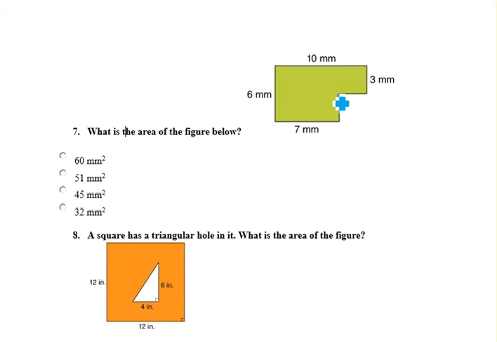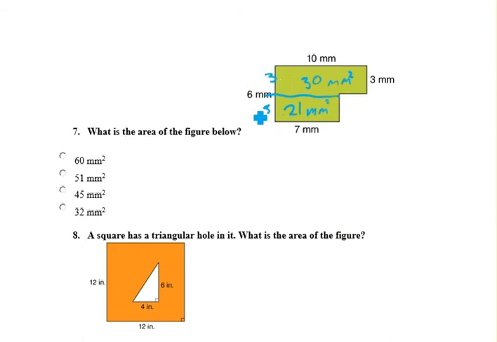I'm gonna draw. So now I have two rectangles. I have a rectangle that is 10 by 3, so this part is 30 millimeters squared, and this is 3. One that's 7 by 3, so 21 millimeters squared, because this is 3 and 3. That's where that 6 comes from.